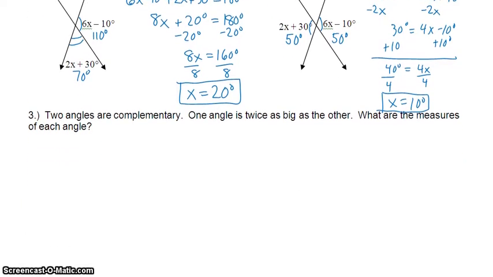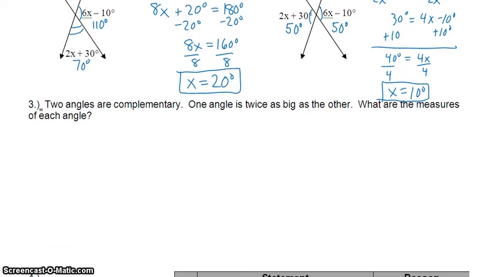In example number 3, we have a word problem. Two angles are complementary. One angle is twice as big as the other. What are the measures of each angle? Our first sentence is our first equation. We know what complementary means. It means sums to 90 degrees.